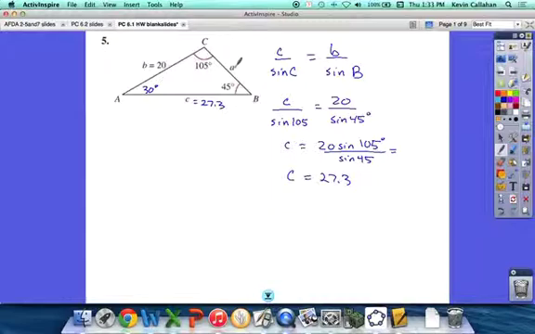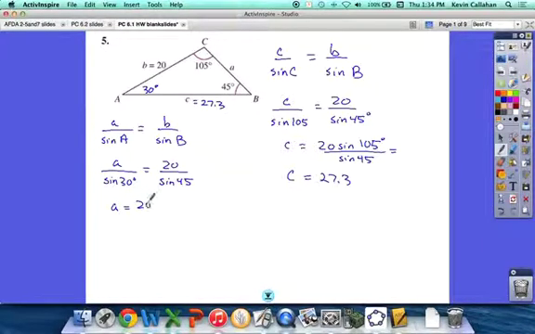So now we can set up to solve for side A. A over the sine of A equals B over the sine of B. So A over the sine of 30 equals 20 over the sine of 45. So A equals 20 times the sine of 30 divided by the sine of 45 degrees. So again, you could do that in your calculator, 20 sine 30 divided by the sine of 45. 14.1.